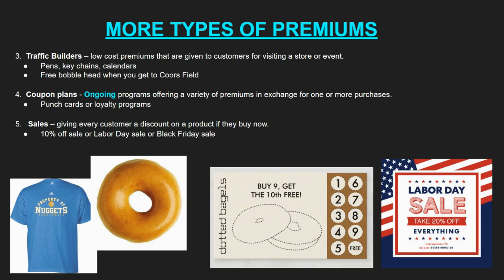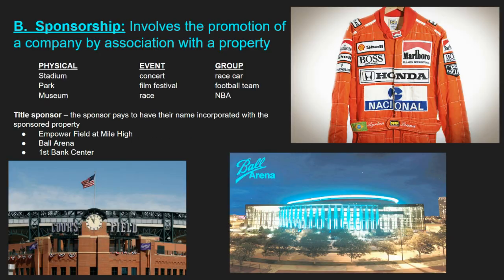And then a sale, just putting something on sale, is an example of a premium, which is sales promotion. So giving every customer a discount on a product if they buy now. You don't need to have a coupon or a coupon plan. For example, a 10% off Labor Day sale or a Black Friday sale, or the example here is take 20% off everything for Labor Day. All right. Those were premiums. Now we'll look at sponsorships.